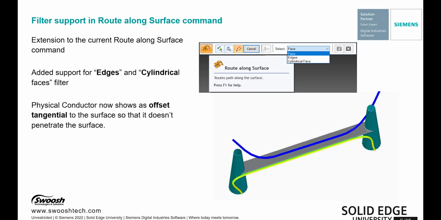Additional functionality to the current route along surface command: they added support for edges and a cylindrical faces filter. Physical conductor now shows an offset tangential to the surface so that it does not penetrate the surface. In the past, whenever you selected that surface, half the wire was penetrated in the actual part. In some cases, you wouldn't see the difference unless you looked really closely. So they added that additional functionality, which is really nice.